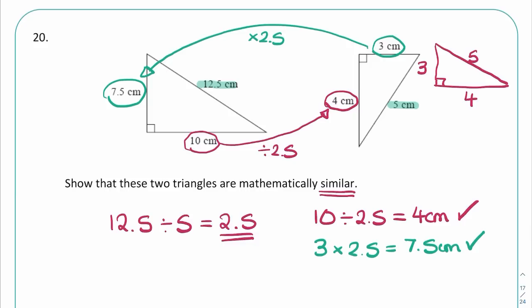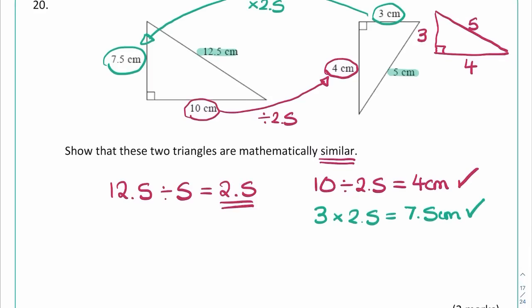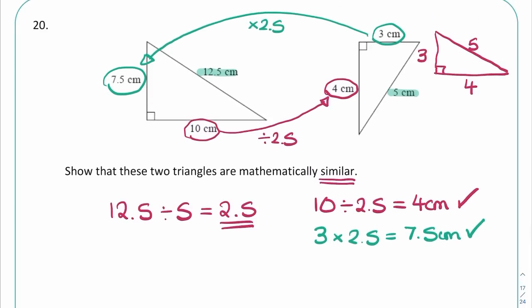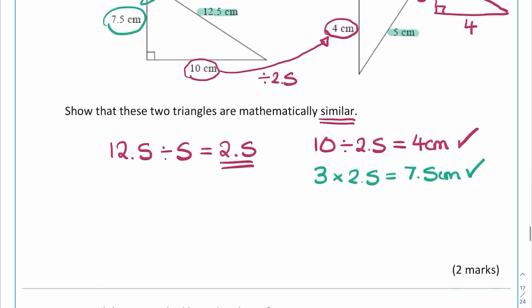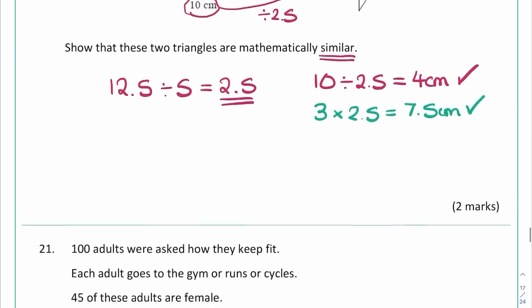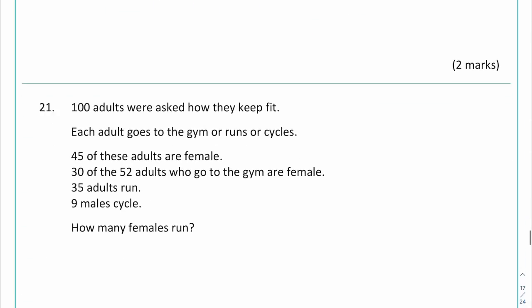Again, you could have shown this a slightly different way. You could have just done the big side divided by the little side for all 3 and shown that they all came out as 2.5. Absolutely fine, whichever way you want to show that, but we are looking at all 3 sides there just to make sure one of them wasn't incorrect. Okay, there we go. So there were some similar shapes.